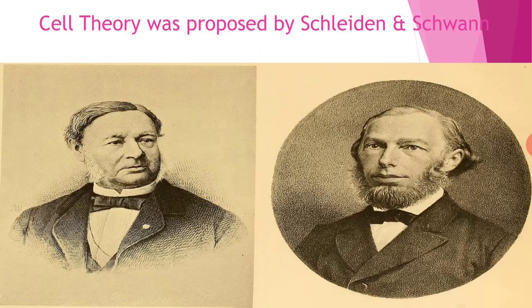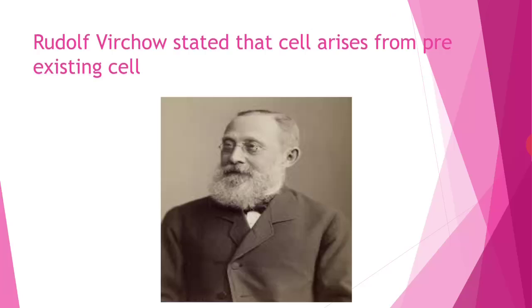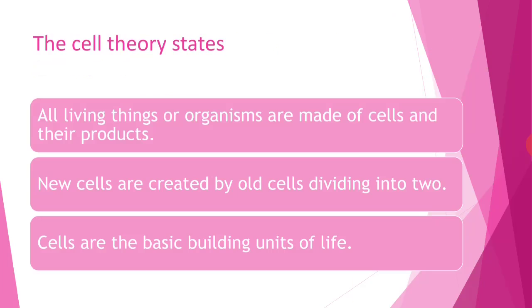Cell theory was proposed by Schleiden and Schwann. Rudolf Virchow stated that cell arises from pre-existing cell. This is the old cell theory. The old cell theory or the traditional cell theory states that all living things or organisms are made up of cells and their products. New cells are created by old cells dividing into two. Cells are the basic building units of life. It's a well-known fact that cells always exhibit cell division.